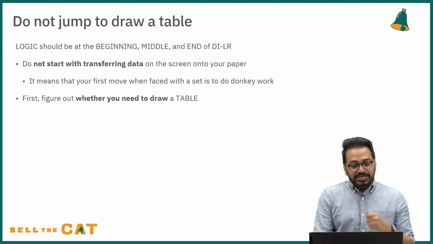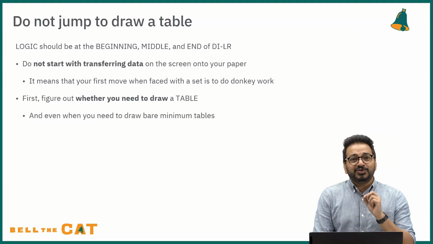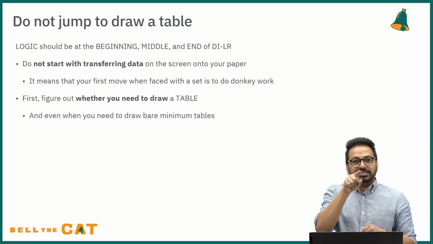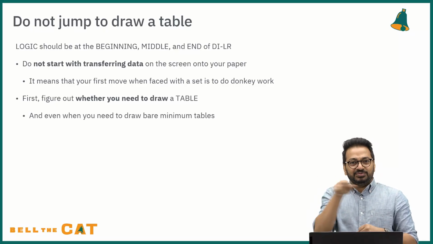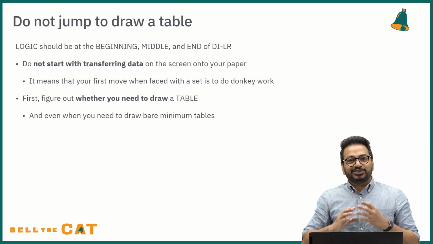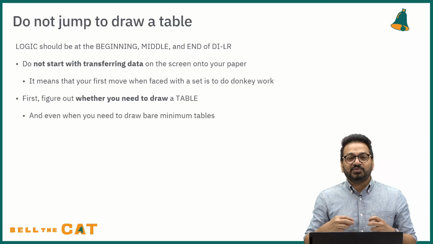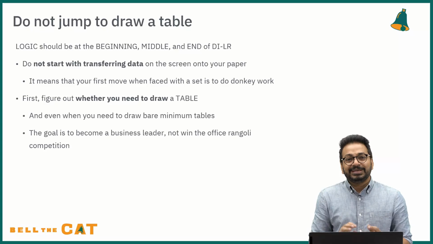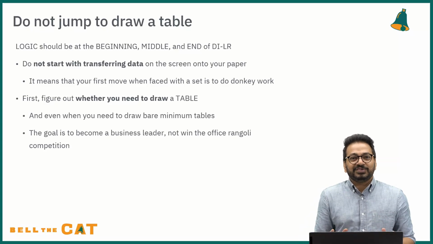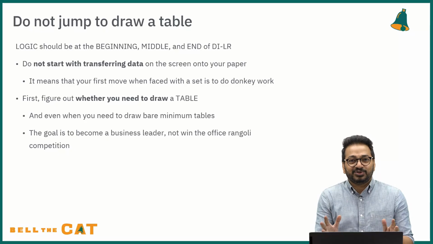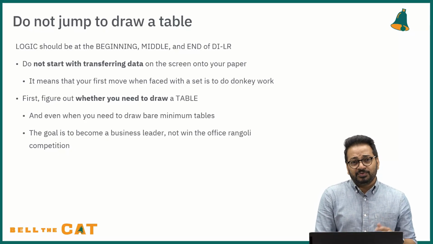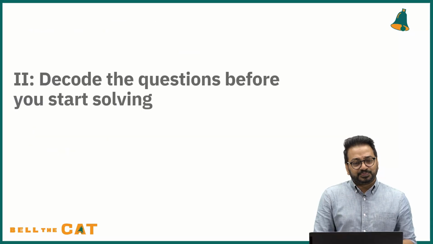First, figure out whether you need to draw a table. Even when you need to draw a table, you don't actually need to draw borders. If you need to do 3 by 3, you can just do 1, 2, 3 and 1, 2, 3. You don't need a border, right? So draw the bare minimum and what is efficient. Don't try to draw super neat tables with a border. The goal is to become a business leader. You're not going to become the office Rangoli competition champion, right? That's not the goal. The goal is to become a business leader. So even when you need to draw a table, don't think of borders and stuff.